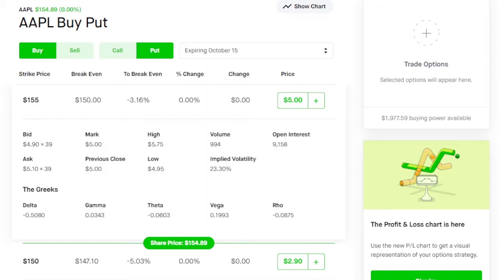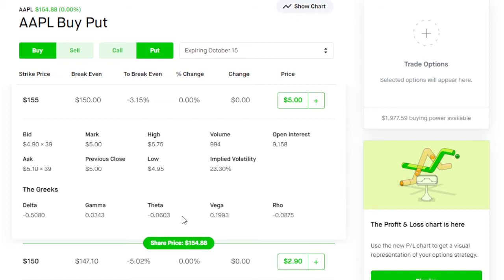All right, let's talk about the next Greek here, Vega. Vega is the volatility component, and it measures the rate of change in an option's price per 1% change in the implied volatility of the stock. While Vega isn't technically a Greek letter, it's intended to tell you how much an option can move when the volatility of the stock changes.